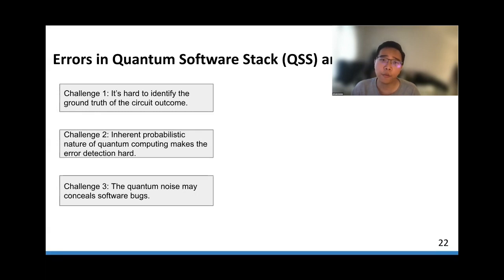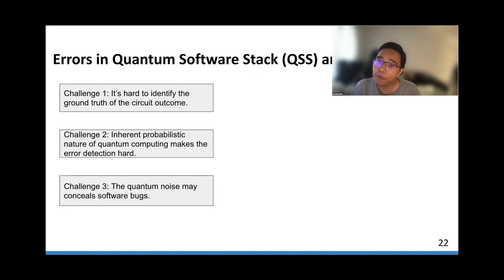Second, even if we get the golden output, the ground truth, we still cannot determine if a divergent result is because of bugs or because of the inherent probabilistic nature. The inherent probabilistic nature of quantum computing makes error detection hard. For example, we found one post on Stack Overflow. The user saw the divergent results as due to quantum nature until Cirq developers pointed out there was a potential error in the Cirq compiler. So we need to find a way to identify if a divergent result is because of the probabilistic nature or because of potential bugs.